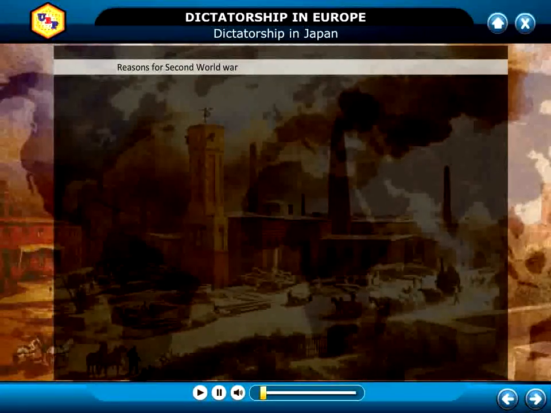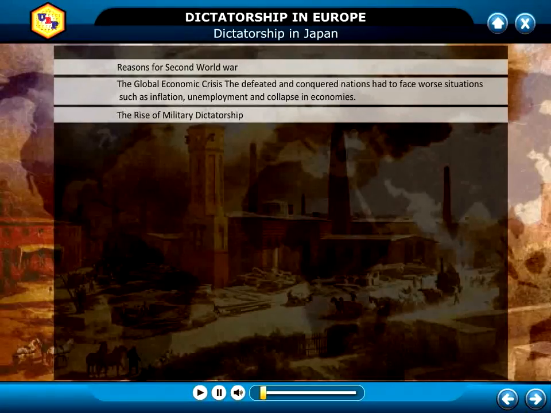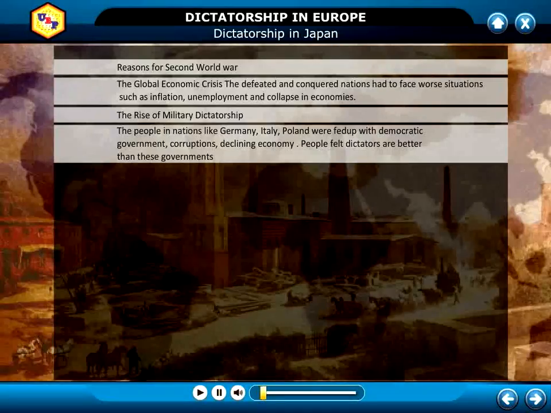Reasons for Second World War. The global economic crisis: the defeated and conquered nations had to face worse situations such as inflation, unemployment, and collapse in economies. The rise of military dictatorship: the people in nations like Germany, Italy, Poland were fed up with democratic government, corruption, and declining economy. People felt dictators are better than these governments.